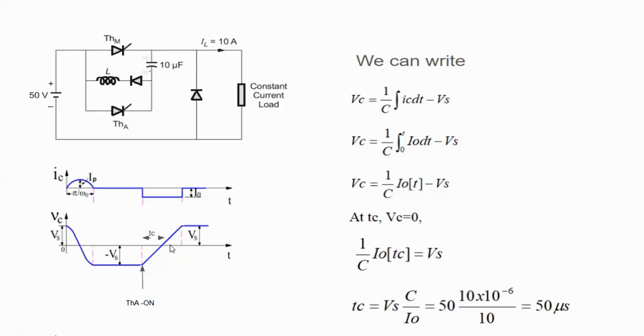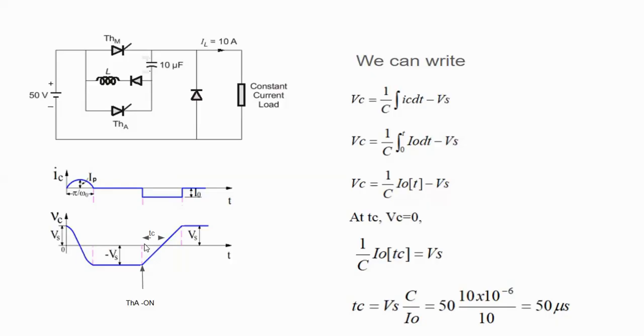During that time, since the capacitor current is of constant value, the capacitor voltage will rise in a linear fashion from minus Vs towards plus Vs. At this time, THM is turned off. After this, the capacitor voltage is rising from minus Vs towards 0, and during that time the thyristor THM will experience a reverse voltage. This period for which a reverse voltage is applied across THM is called the circuit turn-off time. The question asks us to find only this circuit turn-off time.